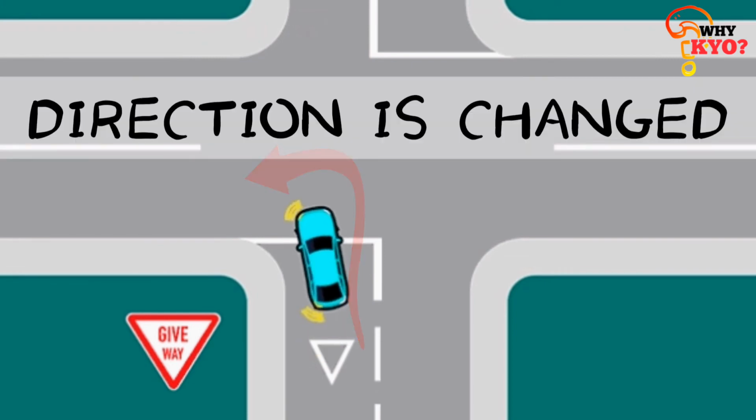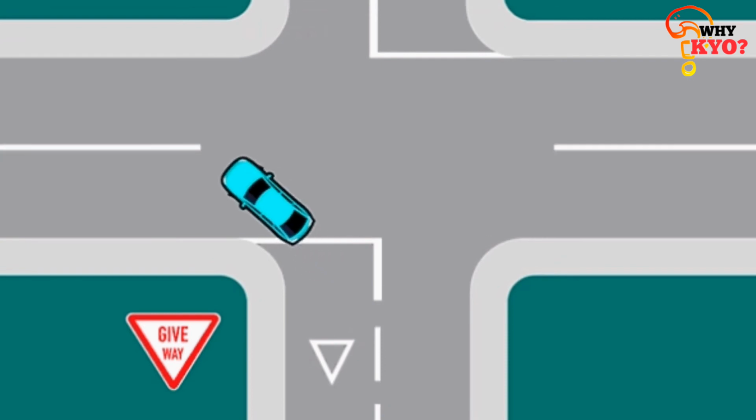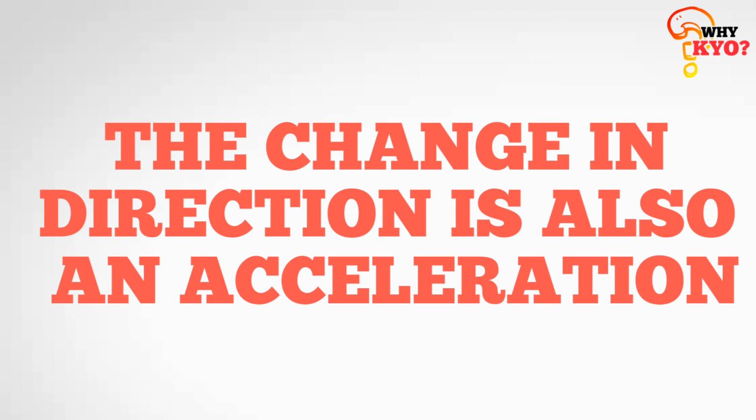Because you are changing your direction here, and a change in direction also shows that you have accelerated. A change in direction will make you slow down your car so that you can easily turn it, which means a change in velocity has taken place, so a change in direction is also an acceleration.